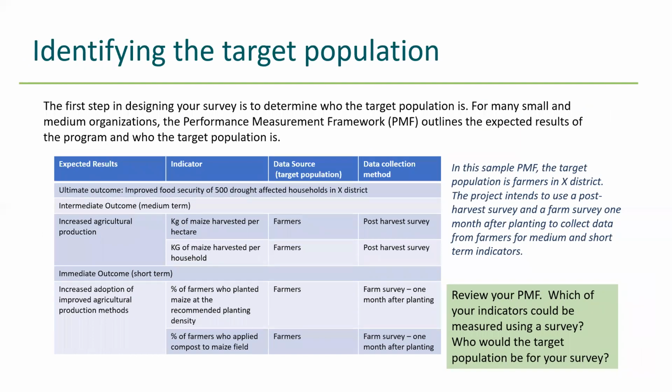The project intends to use two surveys to collect data, a post-harvest survey and a farm survey, with data collection happening 1 month after planting. At this time, I would encourage you to review the PMF that was developed for your program. Which of your indicators could be measured using a survey, and who would the target population be?